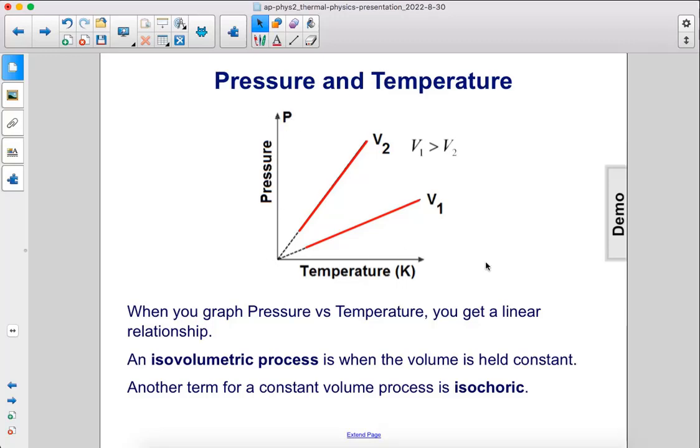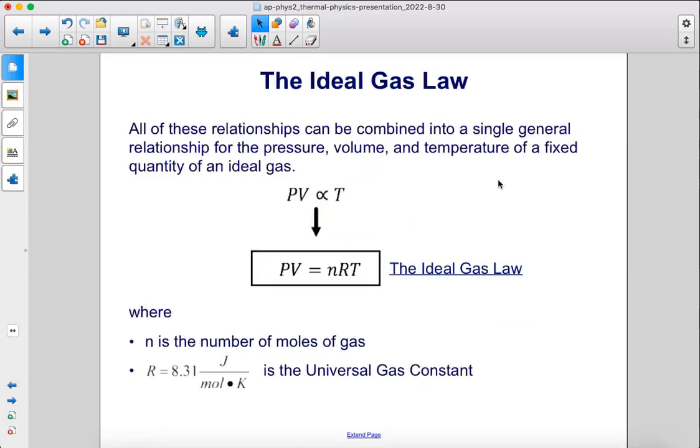So whenever you're looking at graphs like this, make sure you are paying attention to what is on which axis, right? So pressure, volume would be a PV diagram. This is pressure versus temperature. All of these relationships can be combined into a single general relationship for the pressure, volume, and temperature of a fixed quantity of an ideal gas. So pressure and volume were inversely proportional, and both of those were directly proportional with temperature.